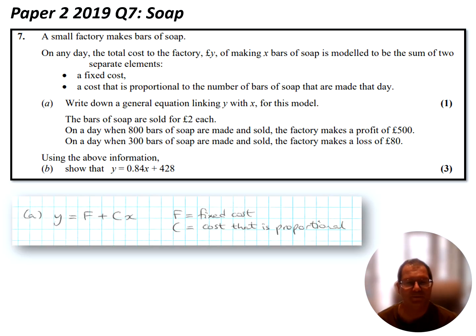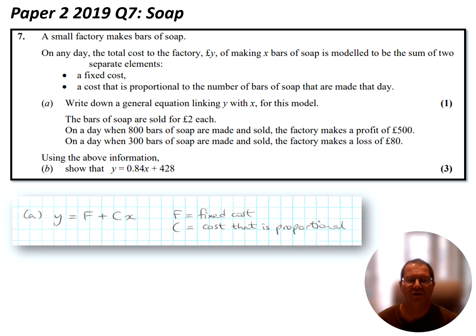So here's the question. A small factory makes bars of soap. On any day, the total cost of the factory, y pounds, of making x bars of soap is modelled to be the sum of two separate elements, a fixed cost and a cost that is proportional to the number of bars of soap that are made that day.